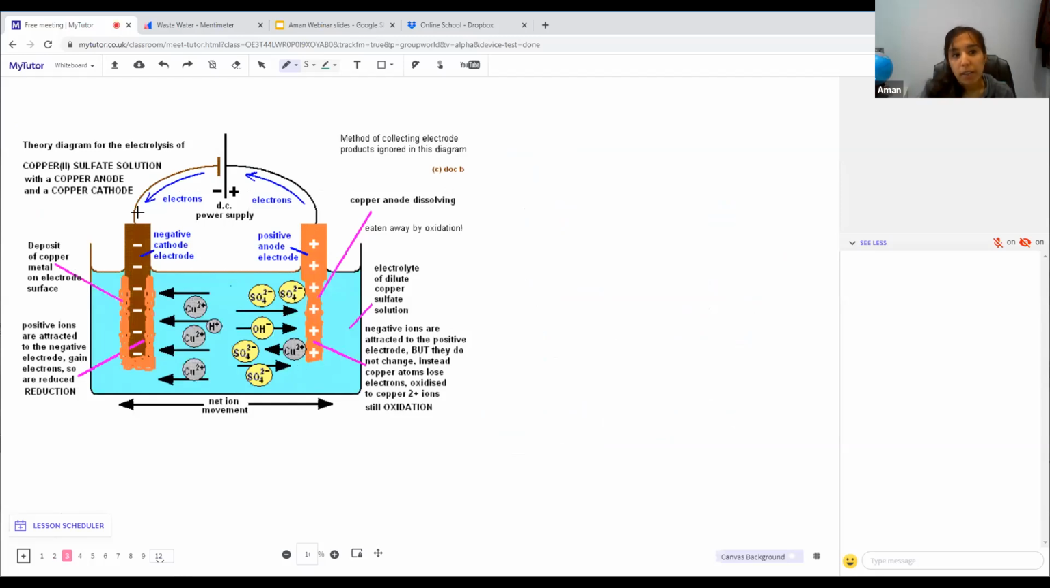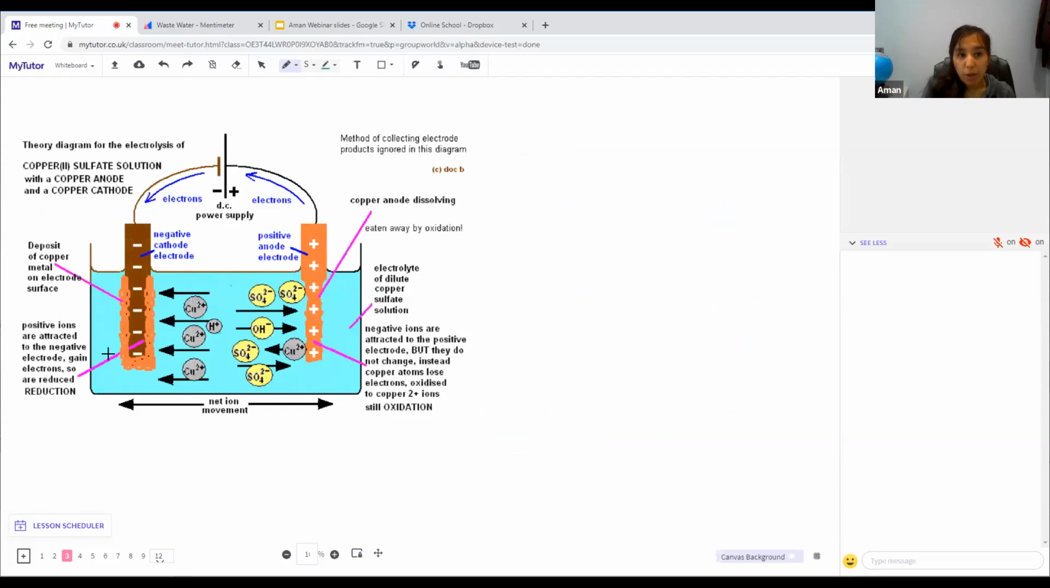The first thing is that the cathode and the anode are not made from carbon or graphite, so inert materials, unreactive materials. Instead, they will be made from copper. And the reason we do that is so that we can maximize the amount of copper produced.